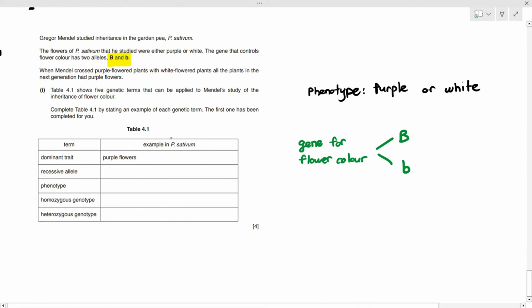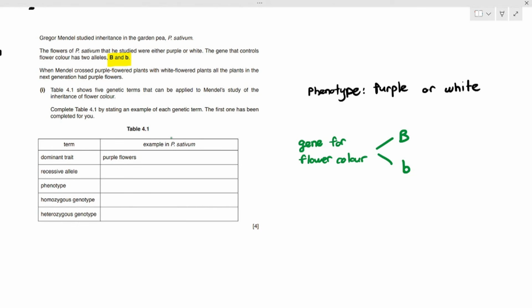You cannot just say, you know what, I want to use my own alphabets. No. If they've given you a specific set of symbols, use those symbols. Sometimes in the exam, they may say, use your own symbols, but for now, no. So large B is the dominant allele. We know that because it's uppercase, a large alphabet. Small b is the recessive allele.